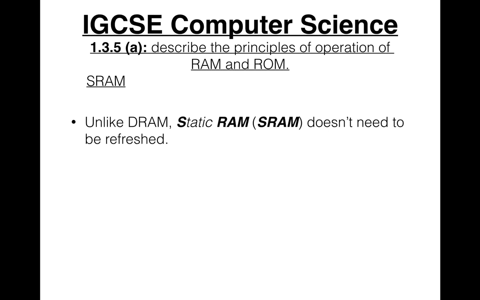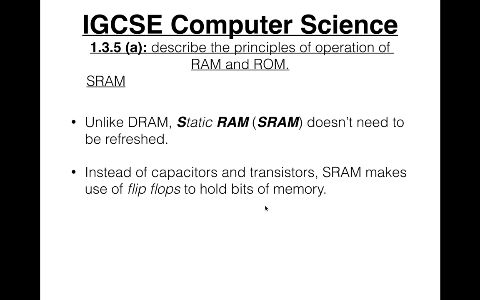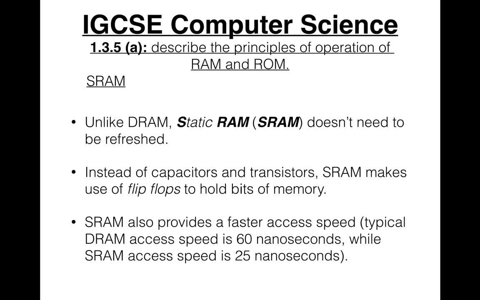Static RAM is a bit different. Unlike dynamic RAM, static RAM doesn't need to be refreshed. Instead of capacitors and transistors, static RAM makes use of flip-flops to hold bits of memory. And static RAM also provides faster access speed. Typical DRAM access speed is 60 nanoseconds. It's pretty fast, actually. While the SRAM access speed is 25 nanoseconds, even faster.